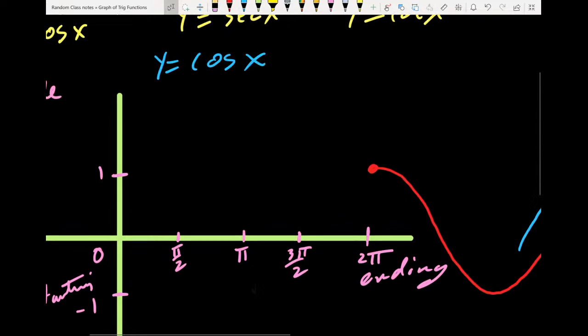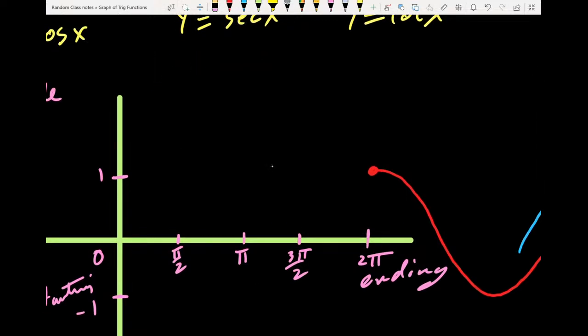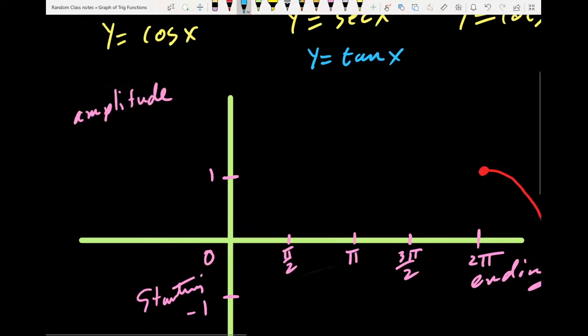Now let's look at some hard functions. We have done sine and cosine. How do we do tangent function? Let's use a different color for it. All right. Now tangent is a little bit different.